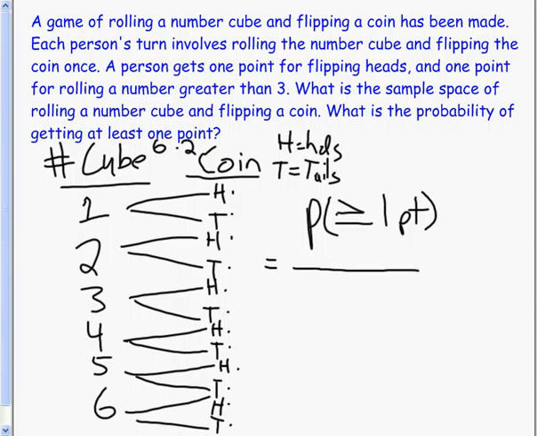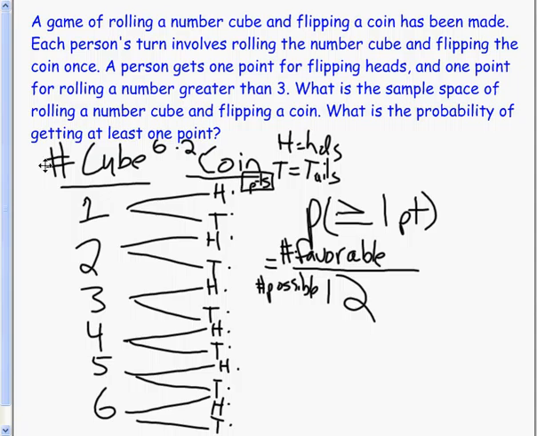So probability. We have 12 total, but we're looking for the number of favorable over number possible. That's from the last lesson. And we already know that there's 12 total possible because we just counted them. Now we need to find out how many points we get for each one. So I'm going to make an extra little column here called points. We're going to label these in blue.